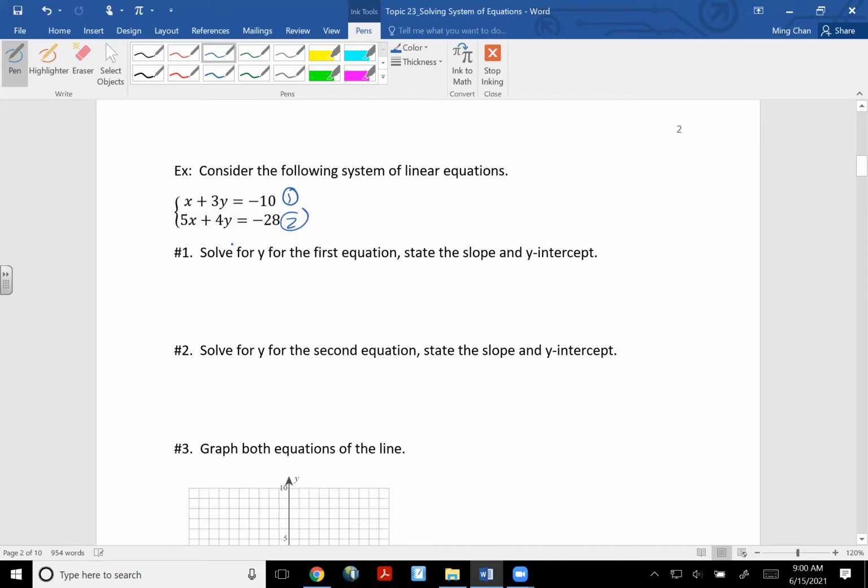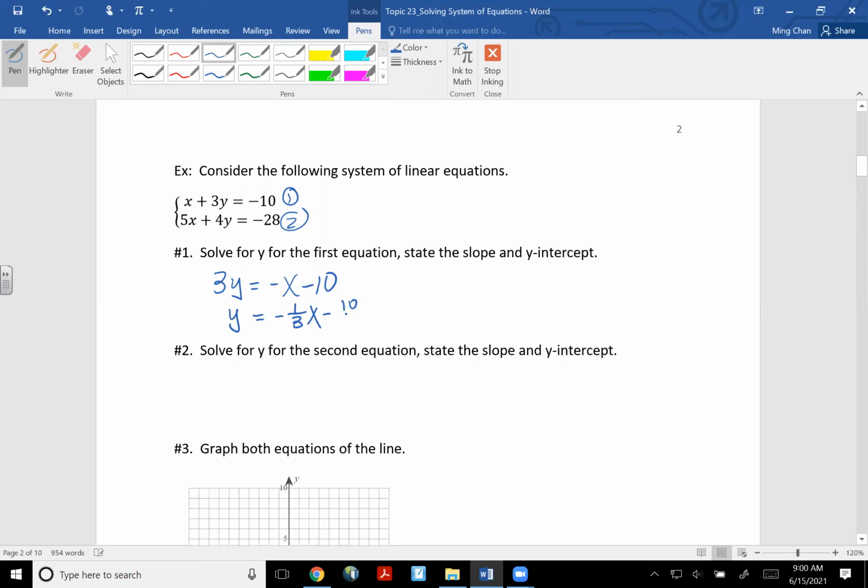So x plus 3y equals negative 10, solving for y. So the variable term is positive. I'm going to move the x over. So that should give me 3y equals negative x minus 10. Divide every term by 3. So my y must be negative 1 over 3 x minus 10 over 3.